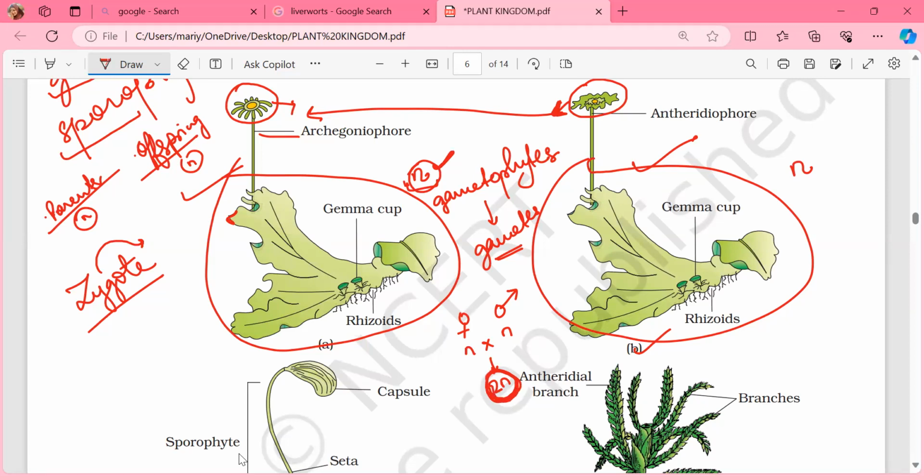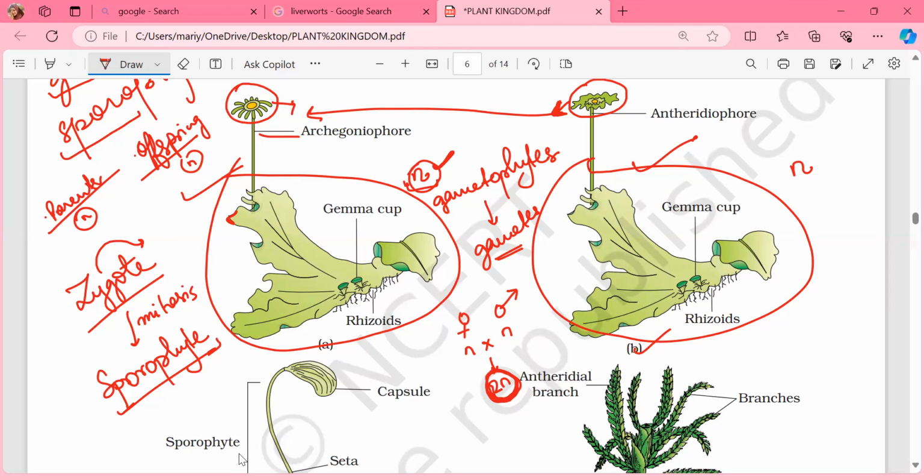But what happens here? Before going into reductional division, the zygote turns into a sporophyte. Why? I'll tell you why. See, the zygote will turn into a sporophyte by mitosis, not meiosis. Rather than undergoing meiosis, it undergoes mitosis and forms what?